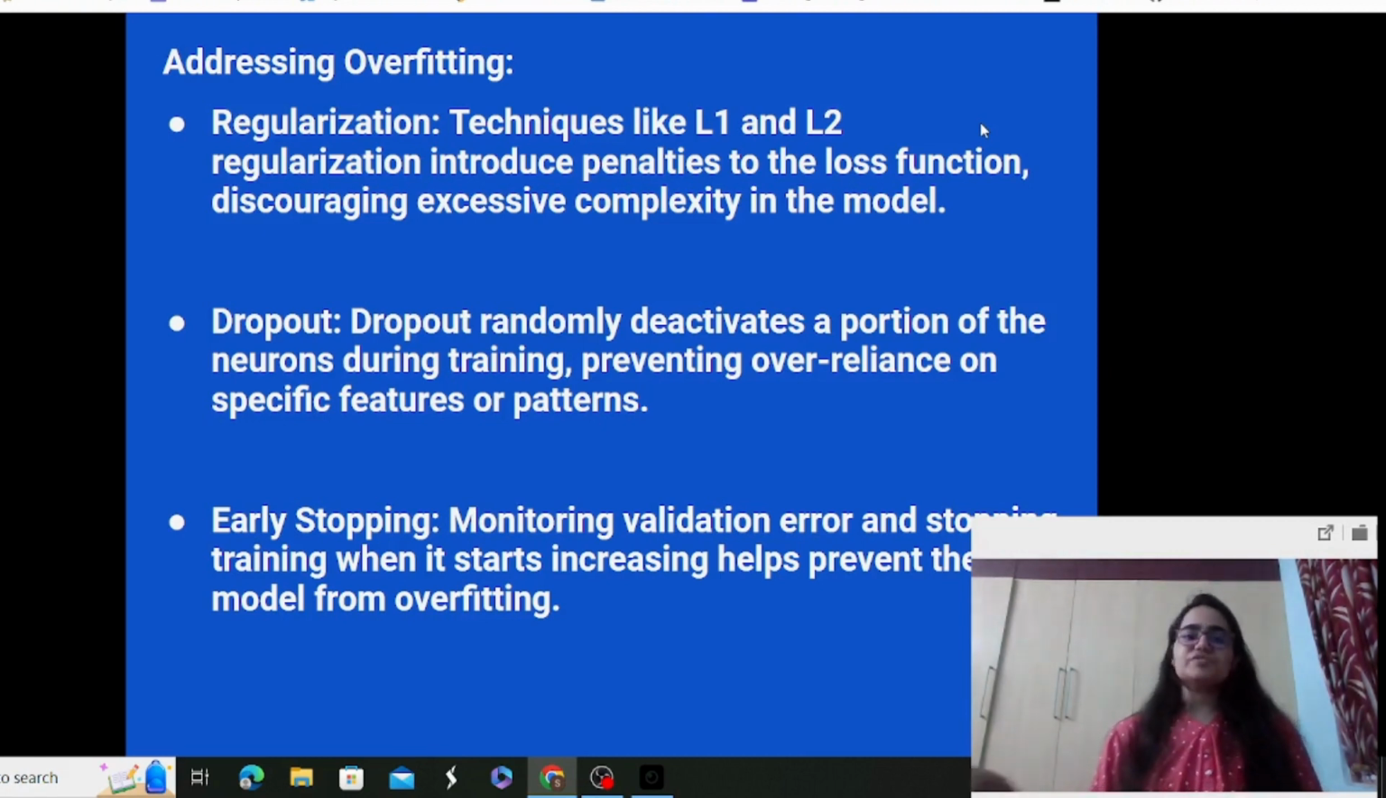L2 regularization is ridge regularization. So do not worry about these terms. I just want to introduce you to some techniques. So basically, these regularization techniques, if you compare L1 and L2.